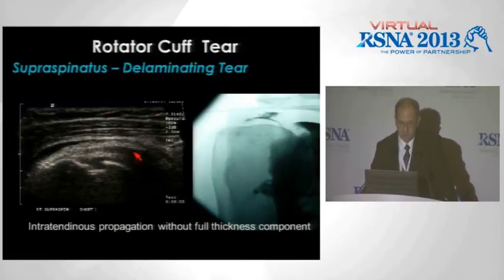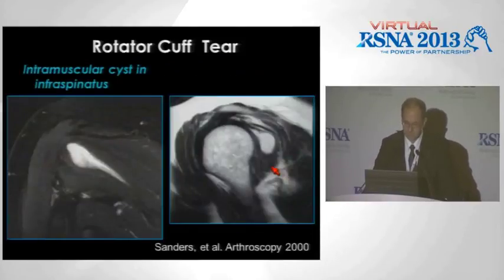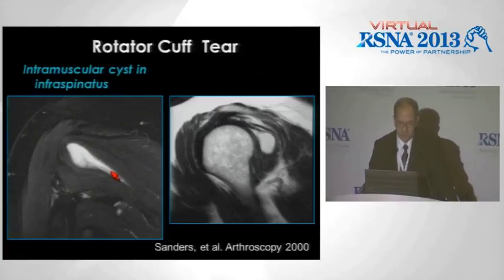This can be seen on ultrasound as well. Here are the interstitial tear and the undersurface tear, communication from the joint into the substance of the tendon. You can also get formation through the same mechanism of an intramuscular cyst. And Tim Sanders described this very nicely in the journal Arthroscopy.